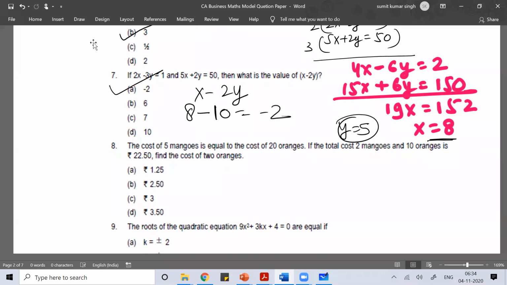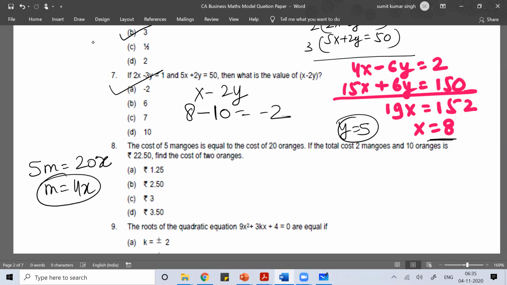The cost of 5 mango is equal to 20 oranges. So 1 mango is equal to 4 oranges.